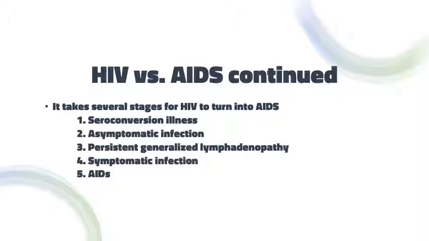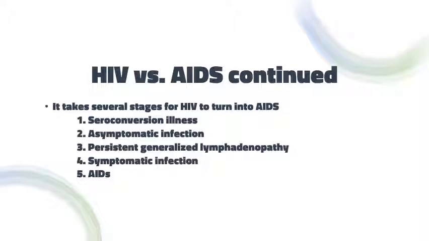Asymptomatic infection occurs after the seroconversion illness. This is when virus levels are low and when the HIV replication continues slower. CD4 and CD8 lymphocyte levels are also normal during this stage, and this stage usually presents with no symptoms and can persist for years. The persistent generalized lymphadenopathy is when the lymph nodes in people who have HIV are swollen for 3 months or longer.